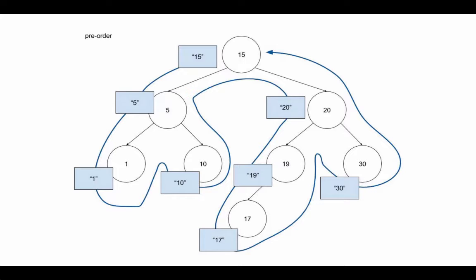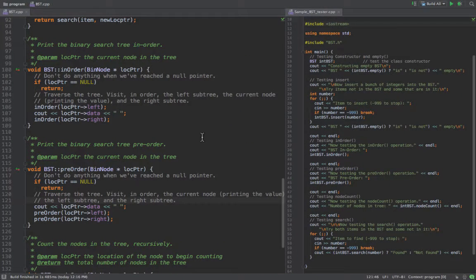So we'll move back to our program over here and look at the implementation for in-order and pre-order. So this in-order case, which is the one where the value is printed after traversing the left subtree of the node, this case where we say the location pointer is equal to null, we just return early. That's just so we don't keep traversing down a tree that doesn't exist when we hit the last node in the tree.